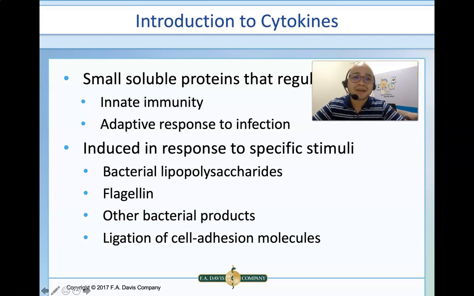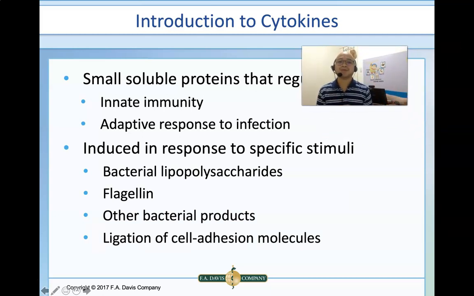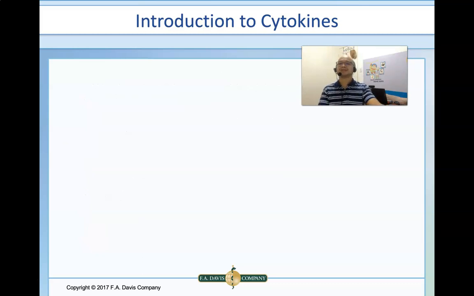So cytokines are actually being induced whenever there are certain stimuli. And these stimuli could be in the form of bacterial lipopolysaccharides, the LPS, which is found most of the time in the gram-negative bacteria cell wall, flagellin, a protein of the flagella for motile bacteria, other bacterial products, and the ligation of cell adhesion molecules.